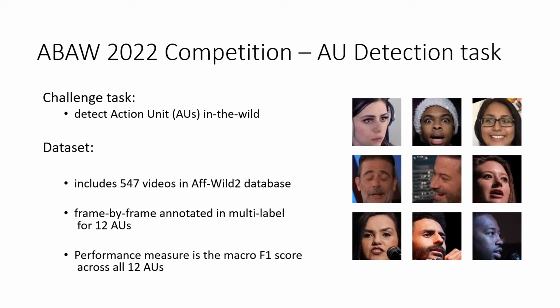The ABAW competition contains three unit tasks and one multitask. We participate in the action unit detection task. The task is run on the Aff-Wild2 dataset. It is annotated frame by frame for multi-label classification, and the performance measure is the macro F1 score across all action units. Here are some video frames I picked from the provided dataset.